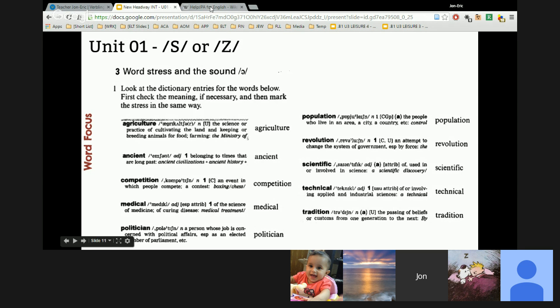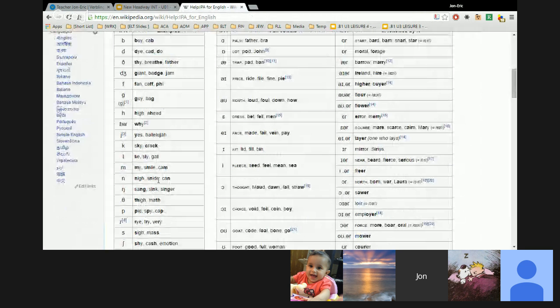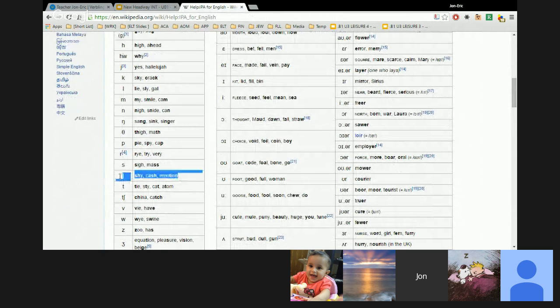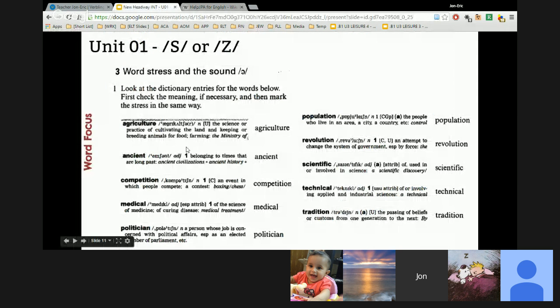Okay, and on the IPA symbol chart, the sound that Julieta is saying is here. If you can see that. It's that thing that looks like a really thin, long S, for shy and cash and emotion. Okay, very good. Ancient. Now, in American English, we might have a harder C. It might be a ch sound. I would say it more with the ch sound. Okay, but that's just because of where I'm from. There's some variation there. Okay, ancient.